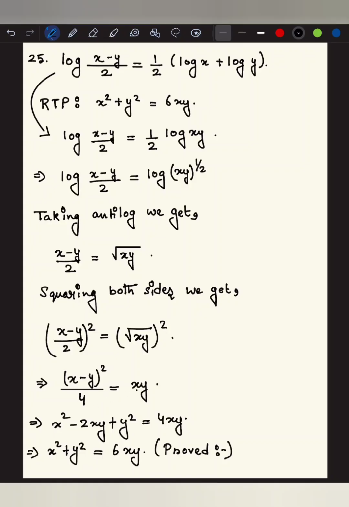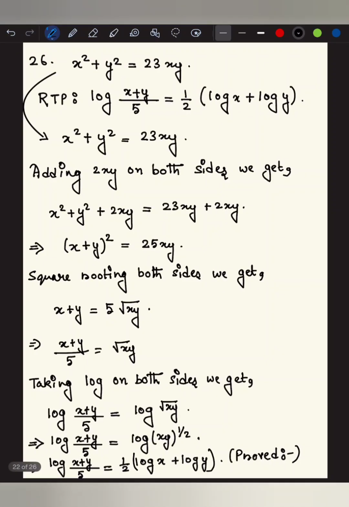Now this 4 gets multiplied to this xy, which implies (x minus y) whole square, and the formula of (x minus y) whole square is x square minus 2xy plus y square, which is equal to 4xy. This minus 2xy goes to the right hand side and becomes plus 2xy. So we have x square plus y square equals 4xy plus 2xy, that is 6xy, hence proved. Got it? Okay, moving on to the next sum. Here we have question number 26.